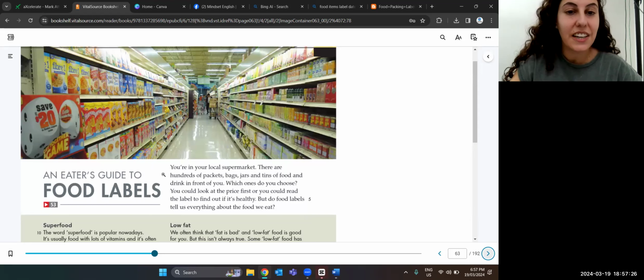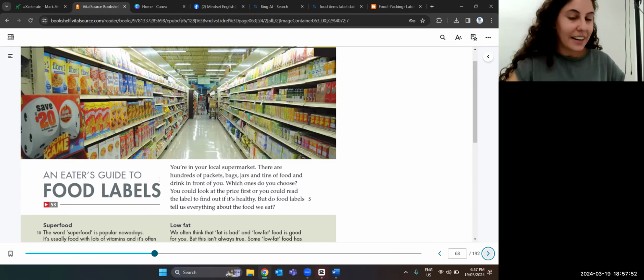And I'll just go back. I forgot to read the introduction. It says, you're in your local supermarket. There are hundreds of packets, bags, jars, and tins of food and drink in front of you. Which one do you choose? You could look at the price first, or you could read the label to find out if it's healthy. But do food labels tell us everything about the food we eat?